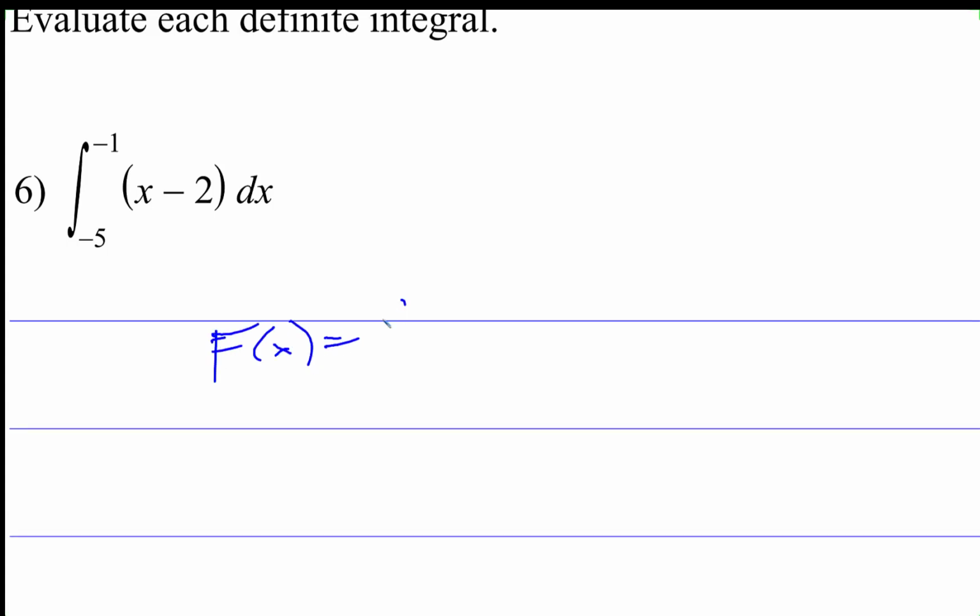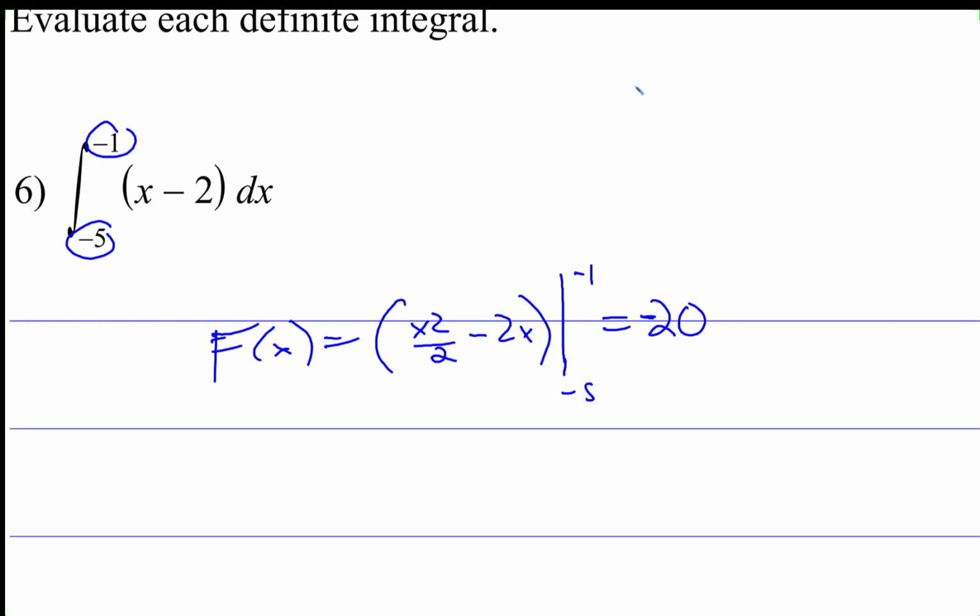F of x is equal to x squared over 2 minus 2x from negative 5 to negative 1, and that equaled negative 20. Notice this is now a definite integral. You do not put the uppercase C because we know that we're going from negative 5 to negative 1. We know the actual area.